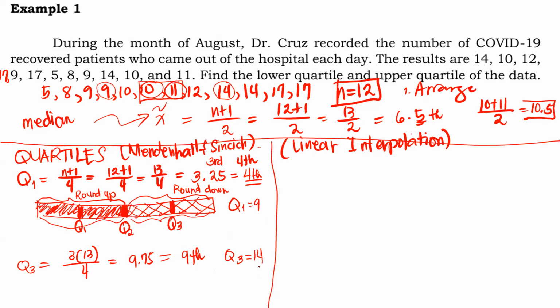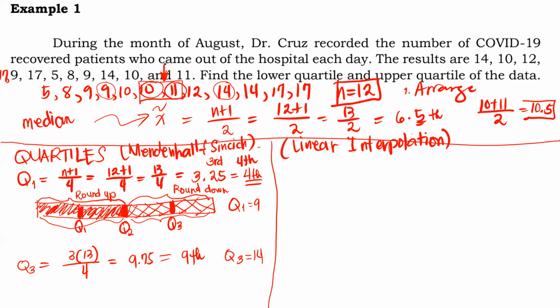So if you notice, your data in the middle is the median, or the Q sub 2.